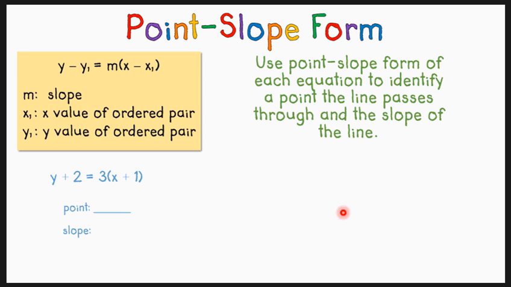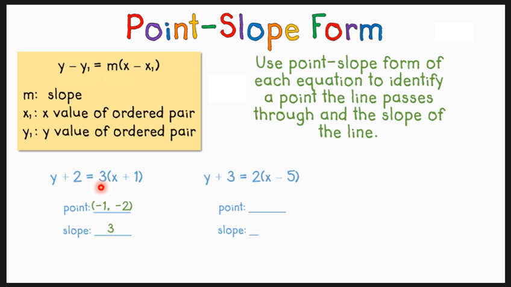Given the equation y plus 2 equals 3 times the quantity x plus 1, our x value, same situation as the previous problem. If we have x plus 1, that means it was originally x minus a negative 1. So our x value will be negative 1. And we have the same situation with our y value. So y plus 2 means that it started as y minus negative 2. So our point, or ordered pair, would be negative 1, negative 2. And our m, the slope of the line, is 3.